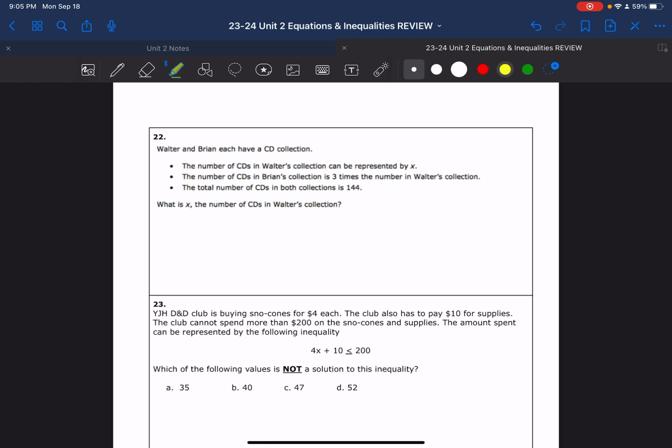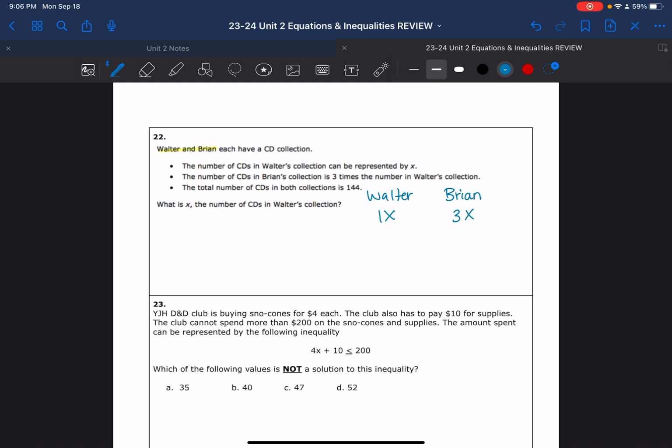All right, so Walter and Brian, they have CDs, okay? I have Walter and I have Brian, okay? Walter, his CDs can be represented by X. Just one X, okay? And then Brian's collection is 3 times the number of Walter's collections. So I know that we don't know what Walter's collection is. We just know that it is X. Okay? So we could do 3 times the amount of Walter's, which is just X. So 3X would be our answer, okay?